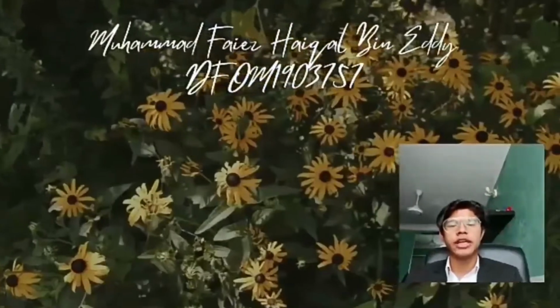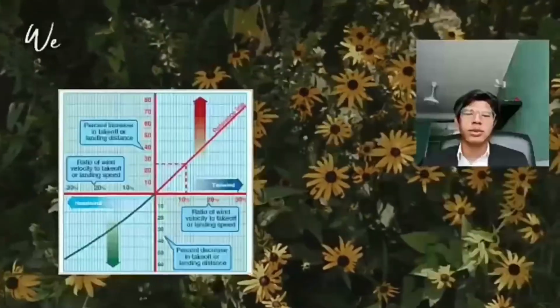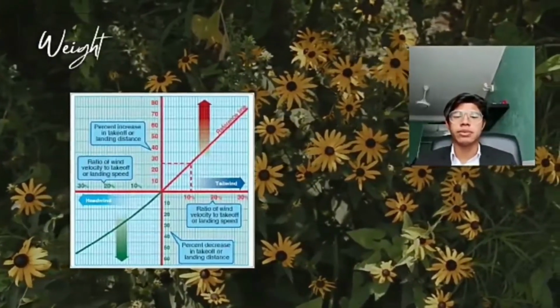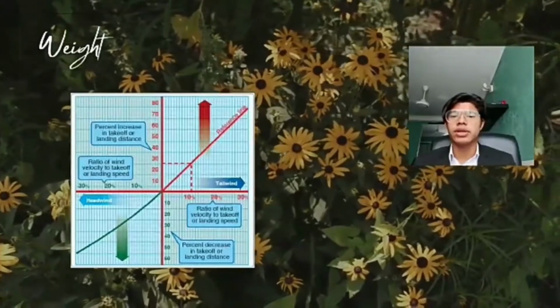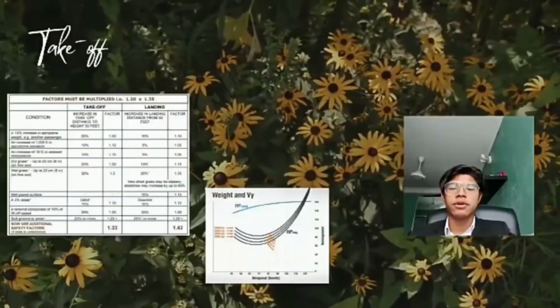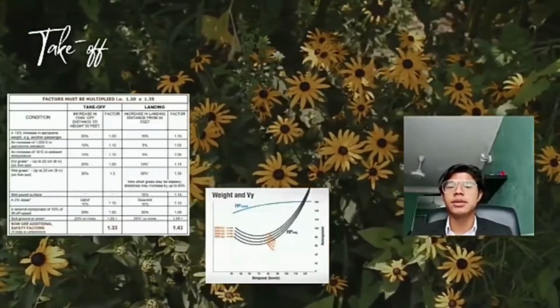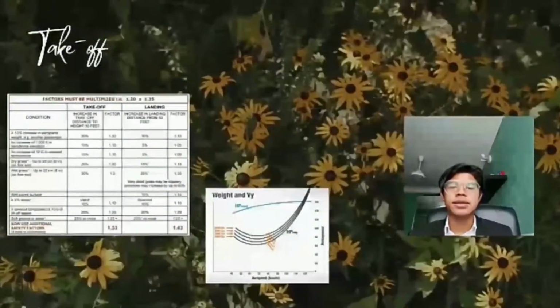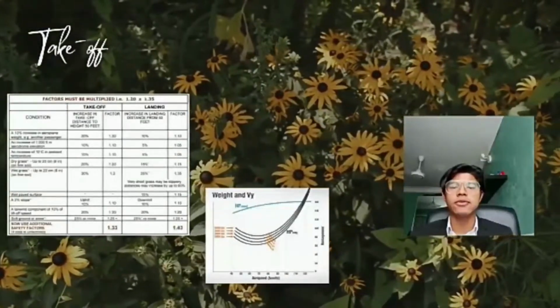Now I'm going to talk about factors that affect takeoff performance. So, weight. The gross weight of the aircraft directly affects stall speed. A 10% increase in weight increases the stall speed by 5%. Takeoff lift-off speed is generally about 15% above the stalling speed. So an increase in weight will mean a higher lift-off speed.